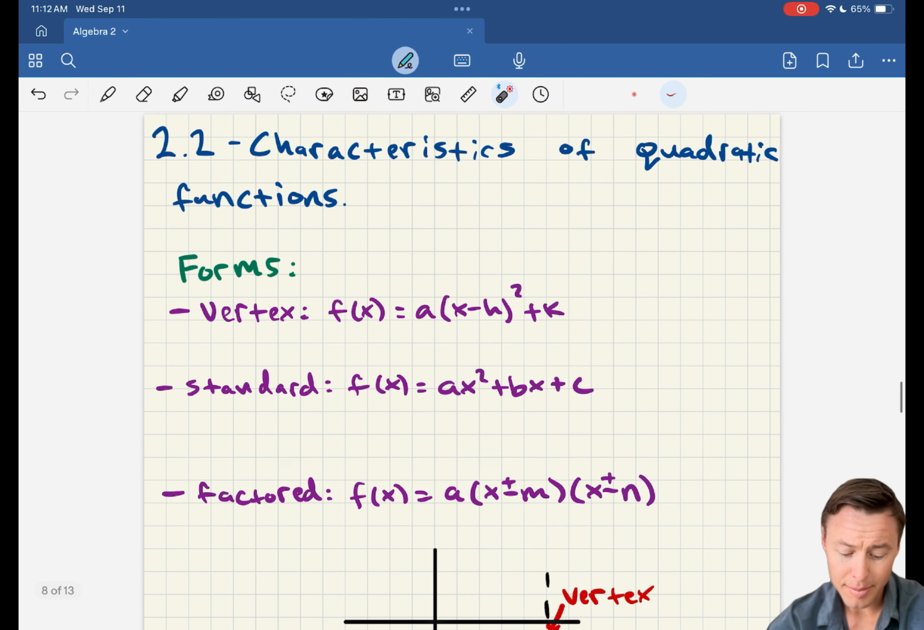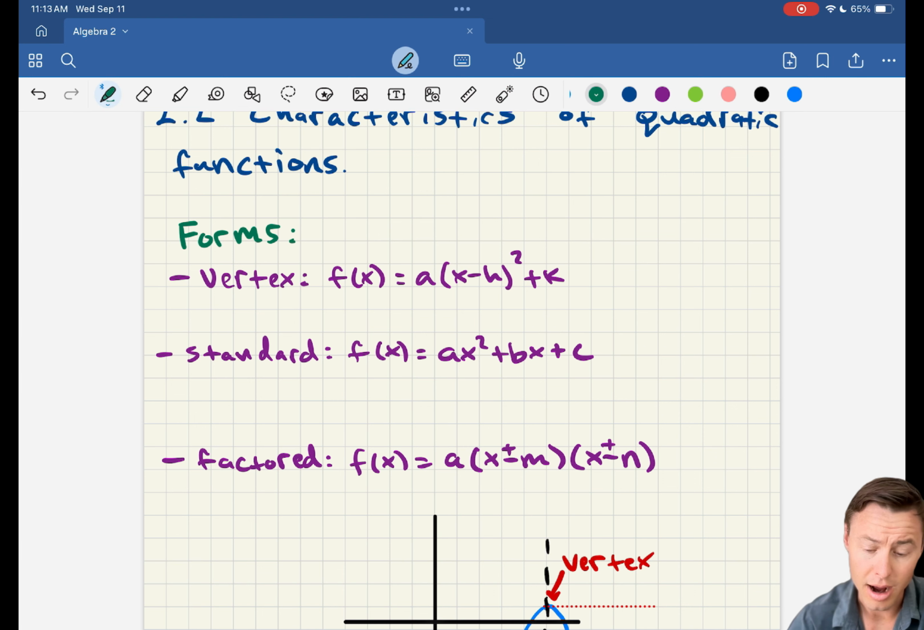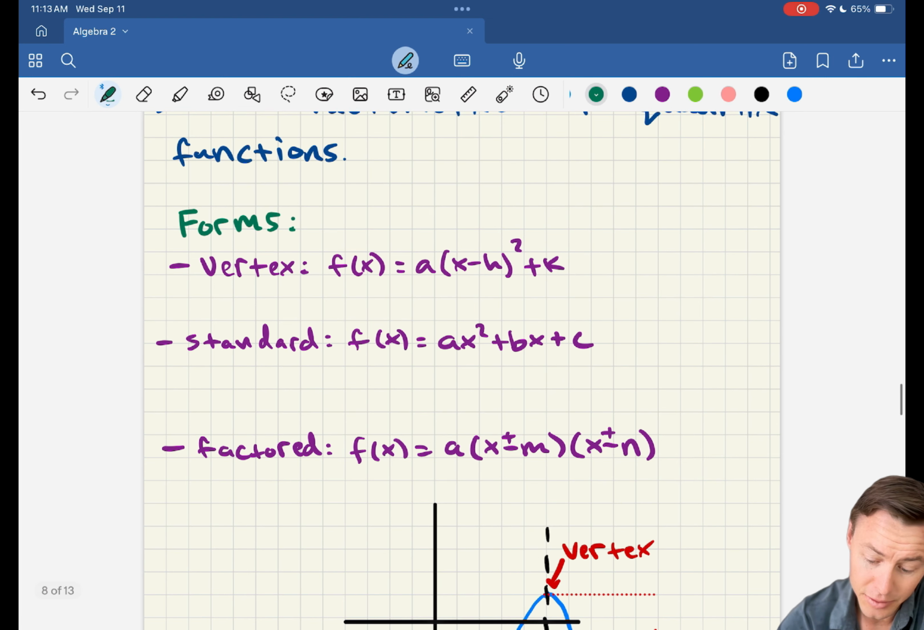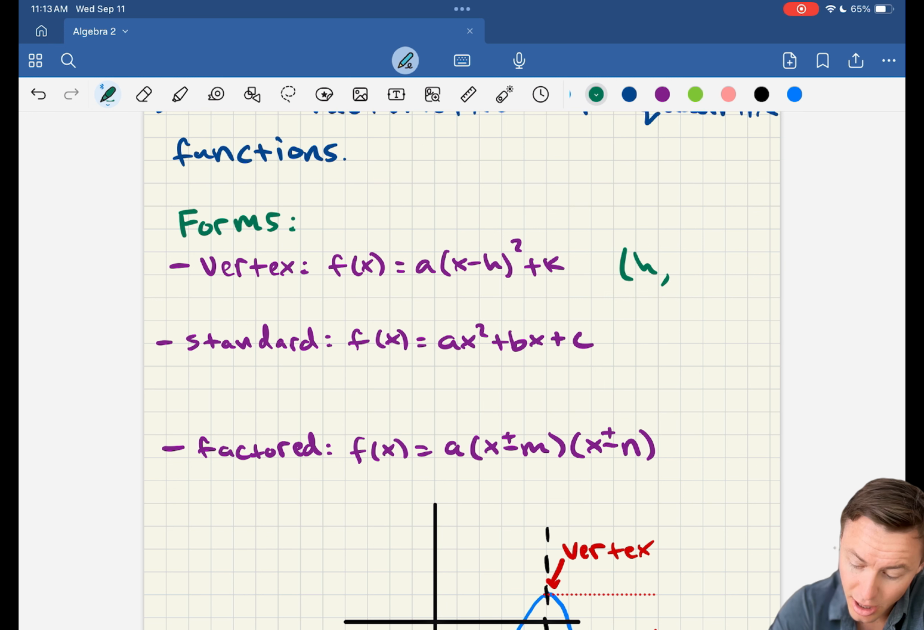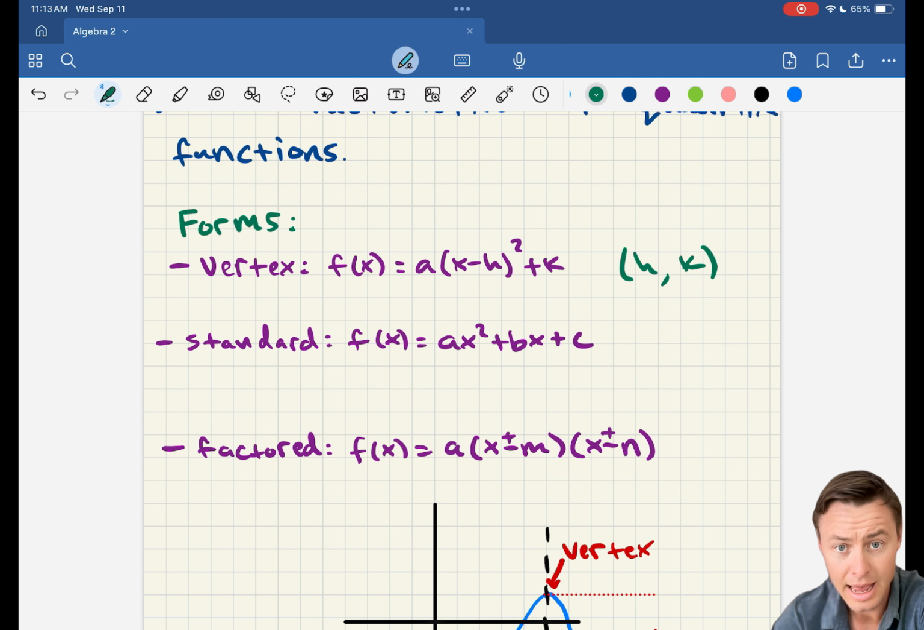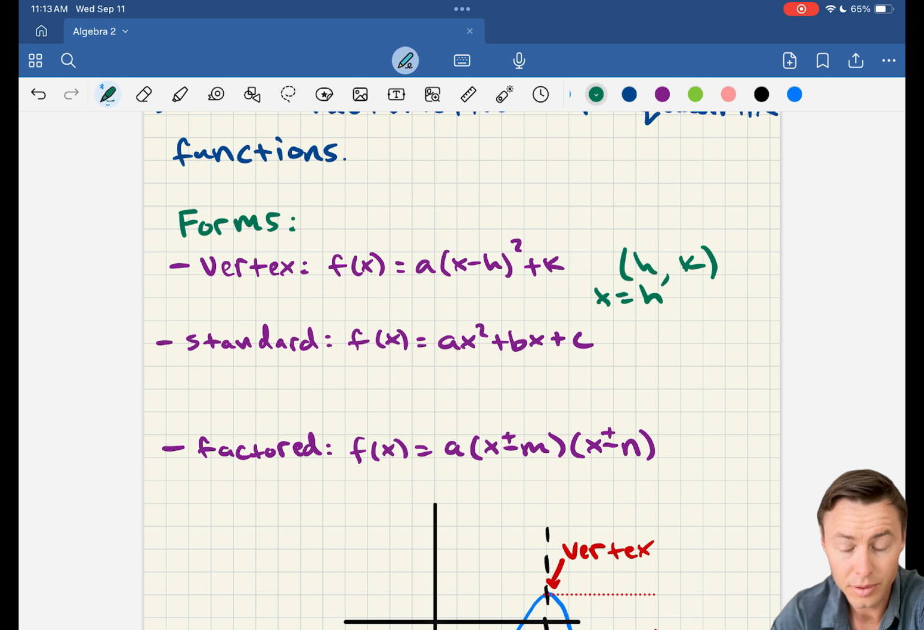Okay, so if you remember, we have a couple of different general forms in which we can algebraically describe a quadratic function. The first one is vertex form. Vertex form is a times x minus h quantity squared plus k. The vertex of a quadratic in this form is always given by the coordinate h comma k, where whatever the h value is, that's the x value, whatever k is, that's the y value of the vertex. And the axis of symmetry would always just be equal to x equals h, okay?